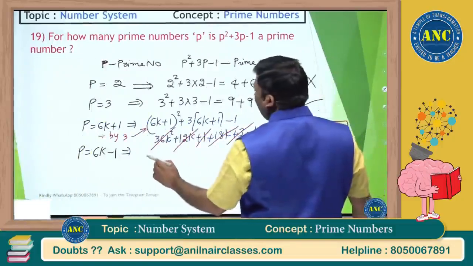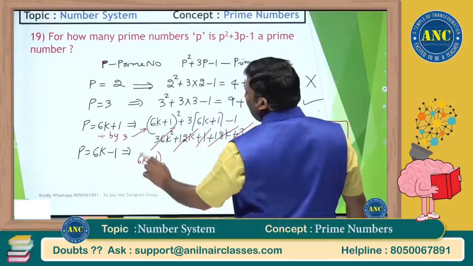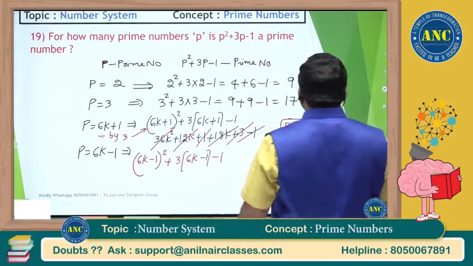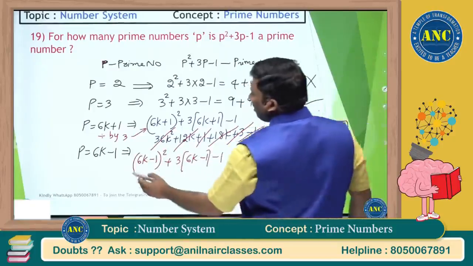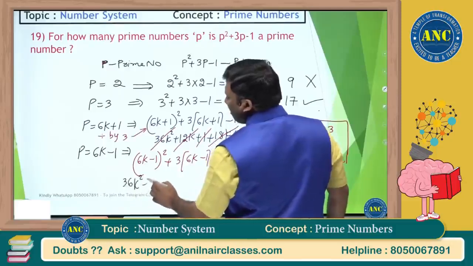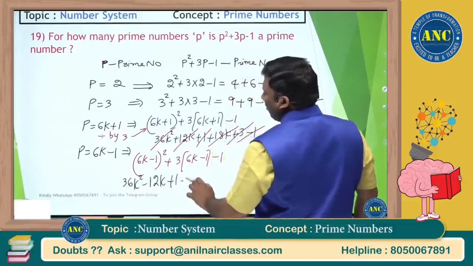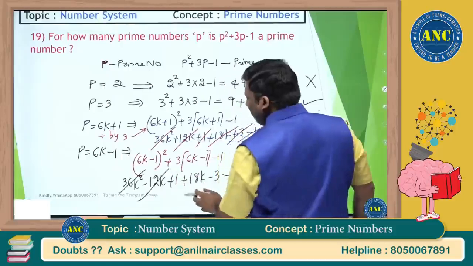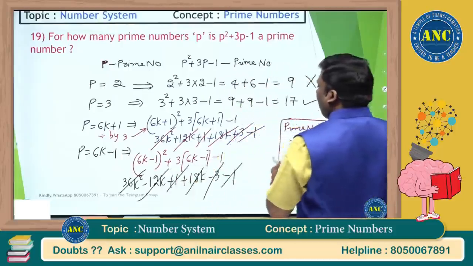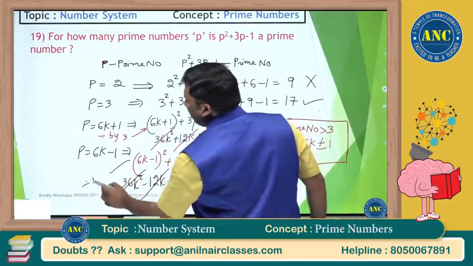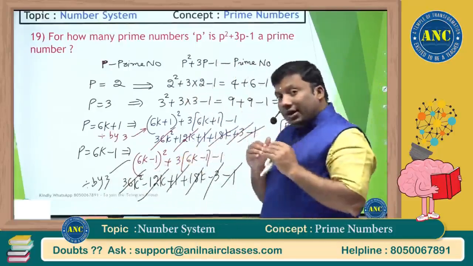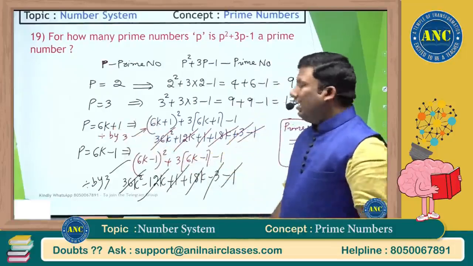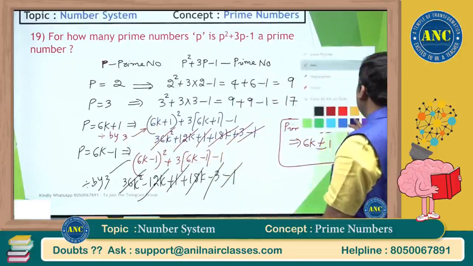If it is 6k minus 1: 6k minus 1 whole square plus 3 into 6k minus 1 minus 1. This can be written as 36k square minus 12k plus 1 plus 18k minus 3 minus 1. Each term is divisible by 3, and 1 minus 1 cancels. Even this is divisible by 3. That means for any prime number greater than 3, whether 6k plus 1 or 6k minus 1, the right hand side is divisible by 3.